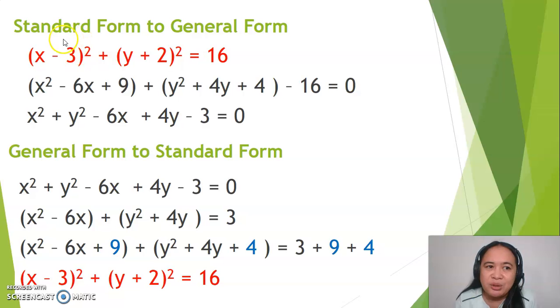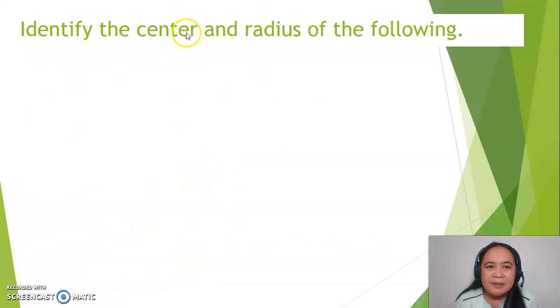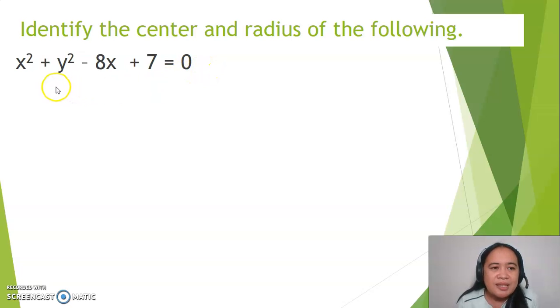So that's how you transform from standard to general or general to standard. So let's have another example. At this point, identify the center and the radius of the following. This is a general form, so we need to rewrite this to standard form.